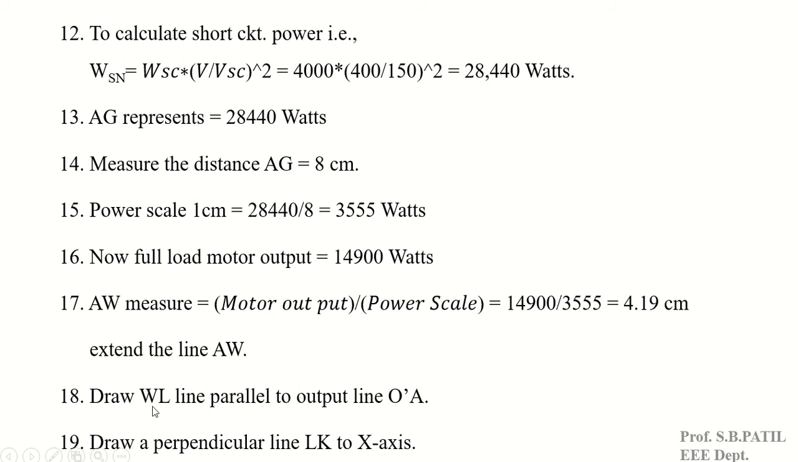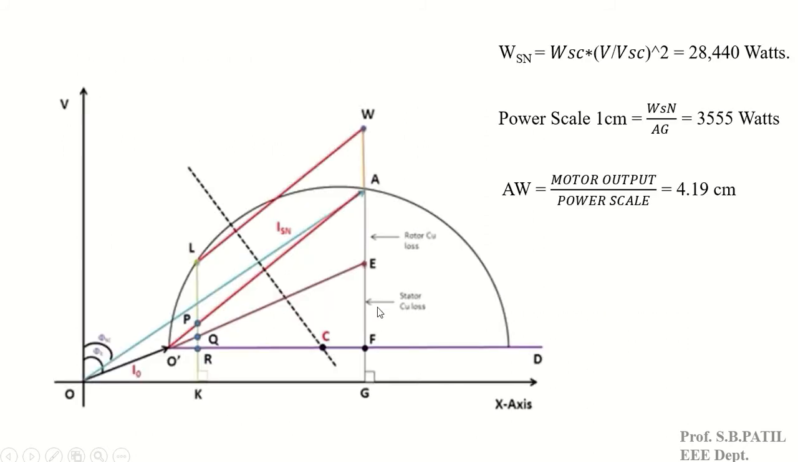Draw the WL line parallel to the output line O dash A. Draw the line WL which is taken parallel to the A O dash. From the L point, you can draw the vertical line which joins at the x-axis at K point. And locate the points P, Q, R in these intersections.